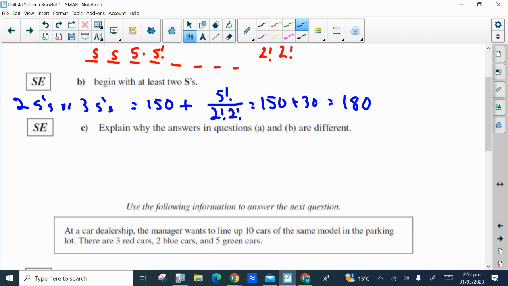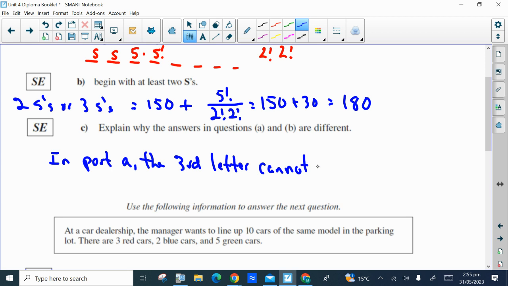So in this case, what makes them different is that in the first scenario, in part A, the third letter cannot be an S. That's what makes them different.